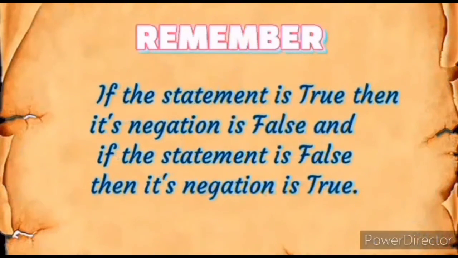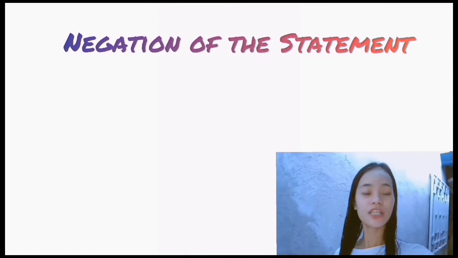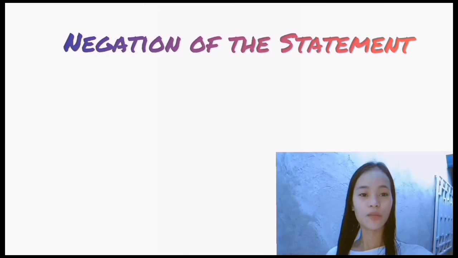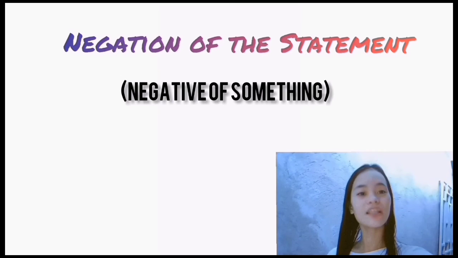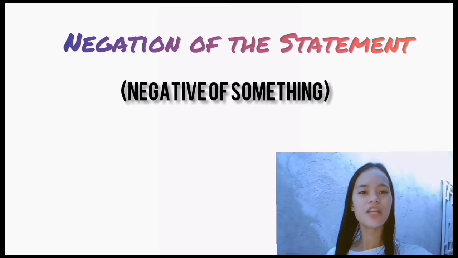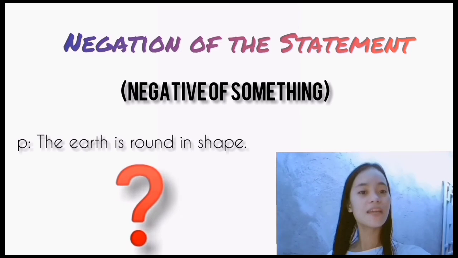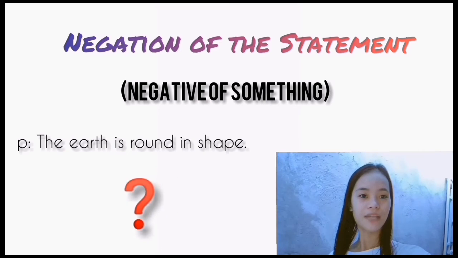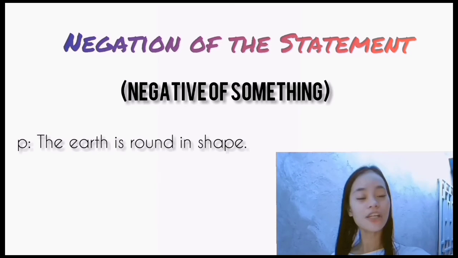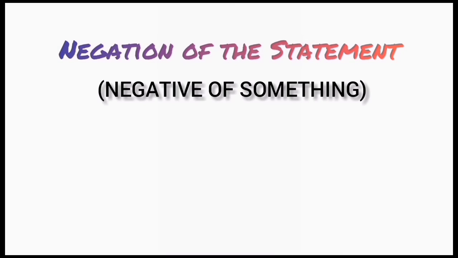One thing to keep in mind is that if a statement is true, then its negation is false, and if the statement is false, then its negation is true. In the previous lesson, we learned the definition of the negation of a statement, which means the negative of something. So, for example, if I say the earth is round in shape, then what would be the negation of the statement? The negation would be the earth is not round in shape.